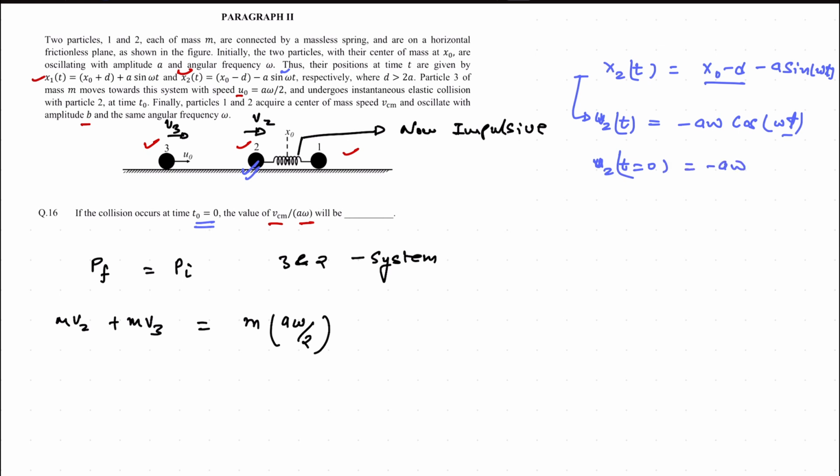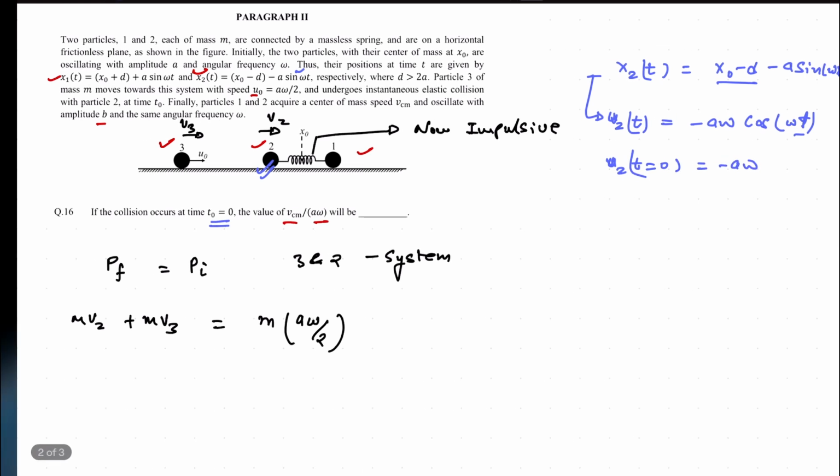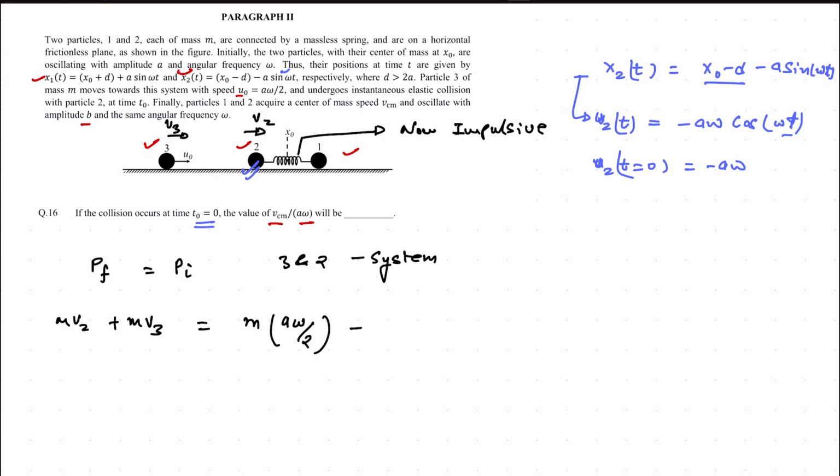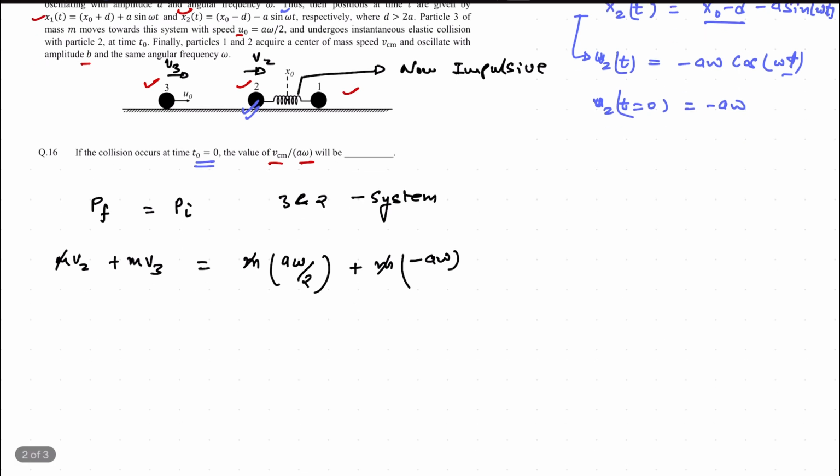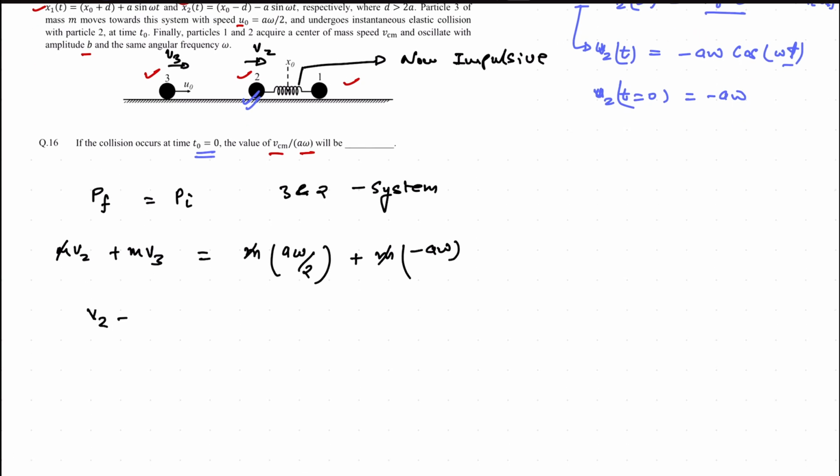Alright, so let us put this value. We have m u3 plus m u2, so plus u2, that is minus a omega. So m will be cancelled out, and we are getting an equation between v2 and v3: v2 plus v3 is minus a omega divided by 2.